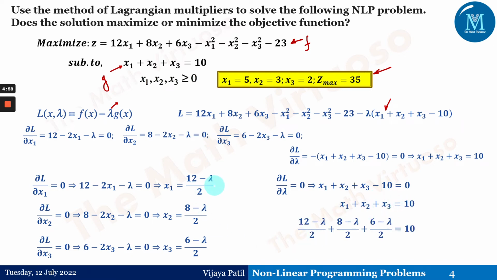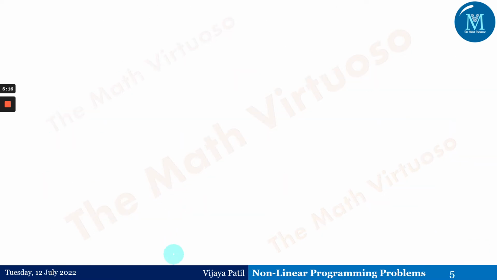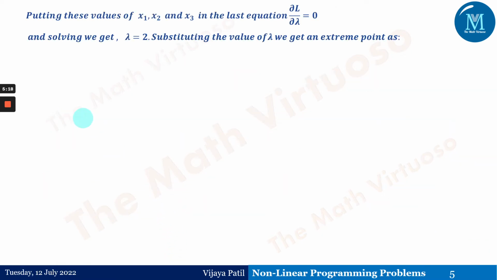Taking the values of x1, x2, and x3 from these equations, we get the value in terms of lambda, and that gives us the value of lambda equals 2. If we have lambda equals 2, we can easily reach the values of x1, x2, x3. Let me do that in the next slide. Putting these values of x1, x2, x3 in the last equation, ∂L/∂λ equals 0, and solving, we have already got lambda equals 2.